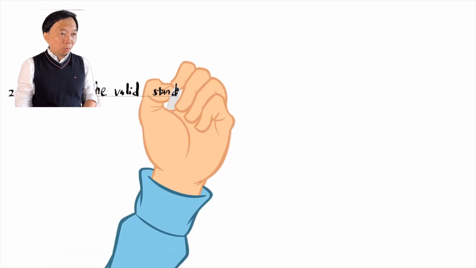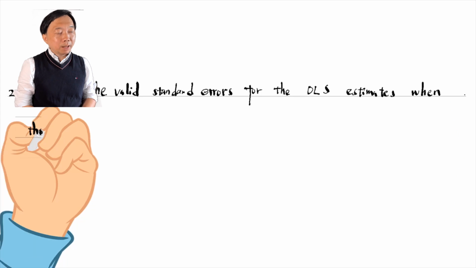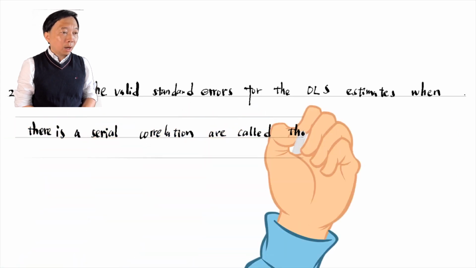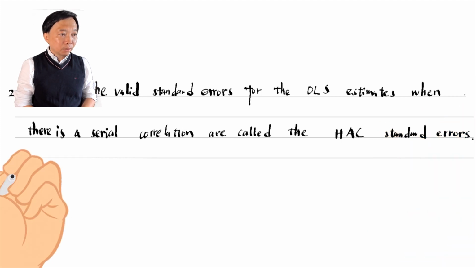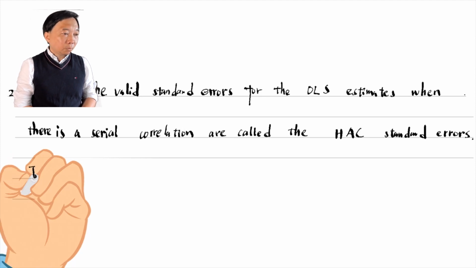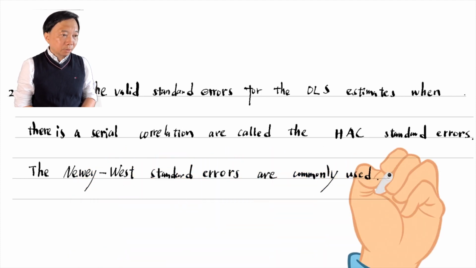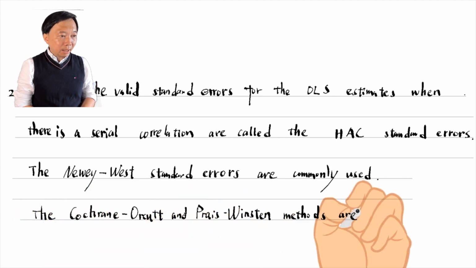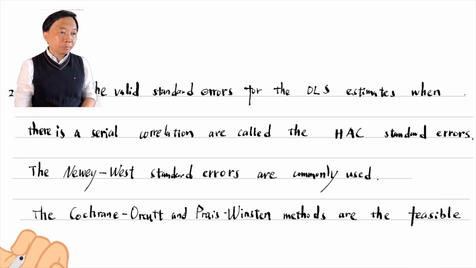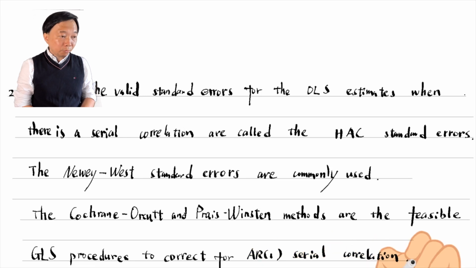The statement is false. The valid standard errors for the OLS estimates when there is a serial correlation are called heteroscedasticity and autocorrelation consistent, HAC standard errors. The Newey-West standard errors are one of them. The Cochrane-Orcutt and the Prais-Winsten methods are the feasible GLS procedures to correct for AR1 serial correlation. They involve quasi-differenced transformation.